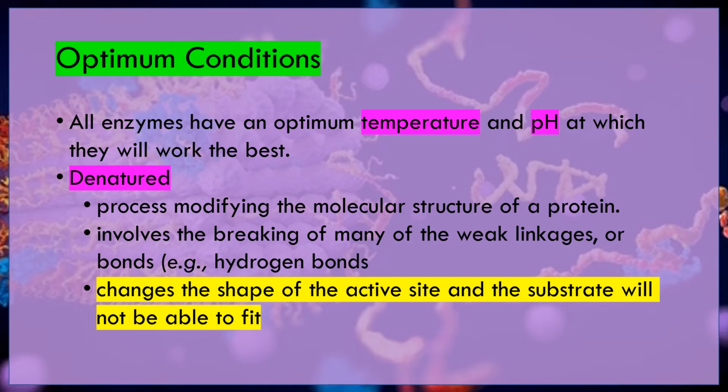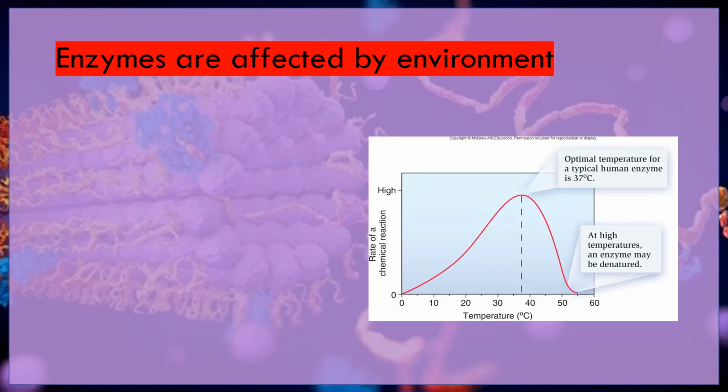The easy example of this is if you had an egg and you went to scramble it. In order to scramble the egg, we have to add heat. After we add the heat, it's in a much different shape and cannot be changed back into the original form. That's what happens when an enzyme is denatured.